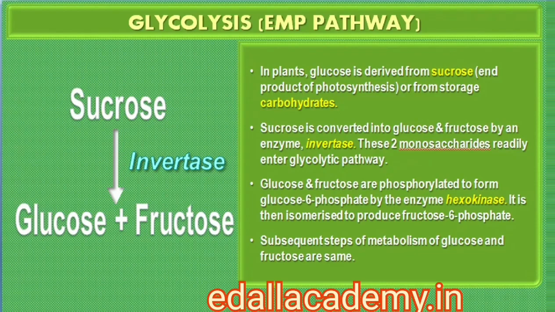Sucrose is converted into glucose and fructose by the enzyme invertase, and these two monosaccharides readily enter the glycolytic pathway. Glucose and fructose are phosphorylated to give rise to glucose 6-phosphate by the activity of the enzyme hexokinase. This phosphorylated form of glucose then isomerizes to produce fructose 6-phosphate. Subsequent steps of metabolism of glucose and fructose are the same.